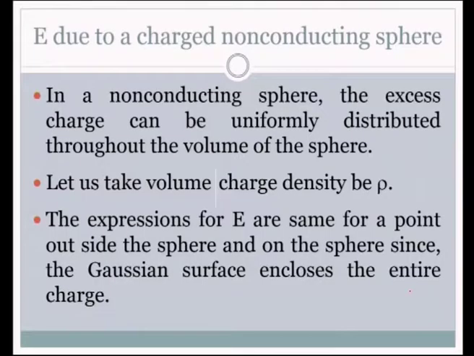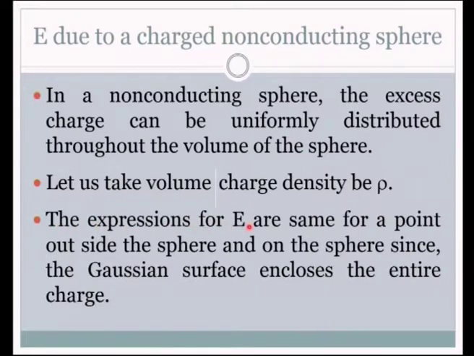Now, what about the case of a non-conducting sphere? In a non-conducting sphere, the charges can reside inside, right, if it is charged. So, in a non-conducting sphere, the excess charge can be uniformly distributed throughout the volume of the sphere. Suppose you have such a uniformly distributed spherical volume of charge, then we have to solve it like this. Let us take the volume charge density to be rho.